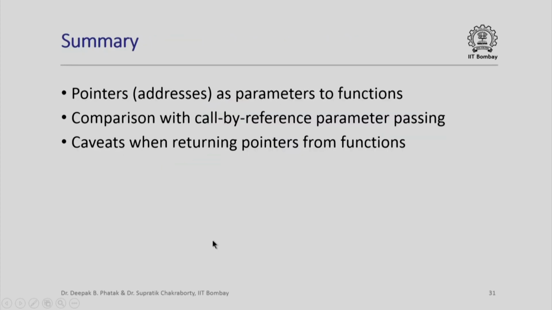So in summary, in this lecture, what we saw is that pointers or addresses can be passed as parameters to functions, and this pretty much achieves what we achieved using call by reference parameter passing, and this is in fact what happens behind the scenes when you do call by reference. But we also saw that there are some caveats to be aware of when we are returning pointers from functions.